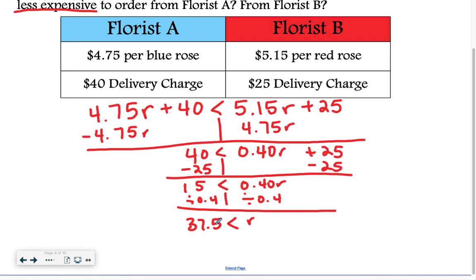So can you buy half of a rose? No. So I'm going to say it's cheaper to buy from Florist A if it is more than 38 roses. So then when would it be cheaper to buy from Florist B? When it is the opposite of that, right? Less than 38 roses. All right. So if you have questions about that, please be sure to reach out for some help.